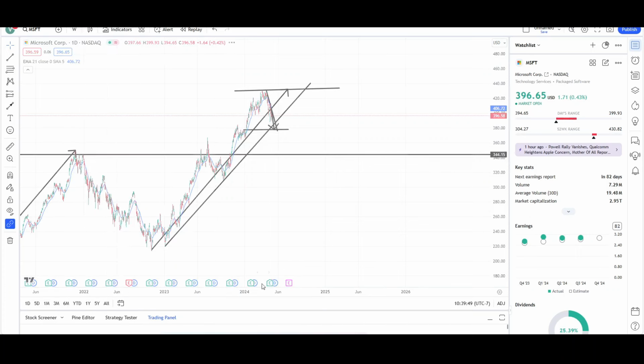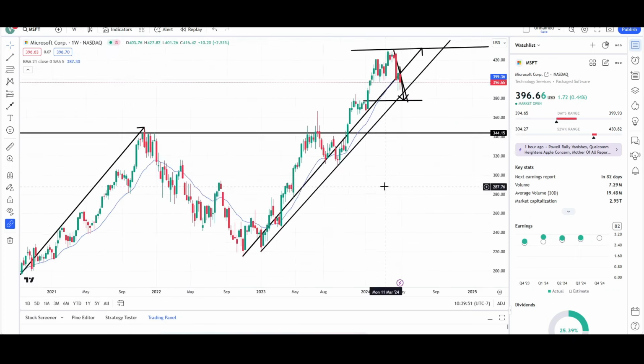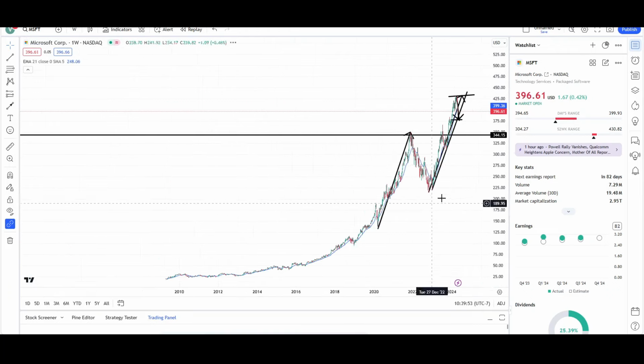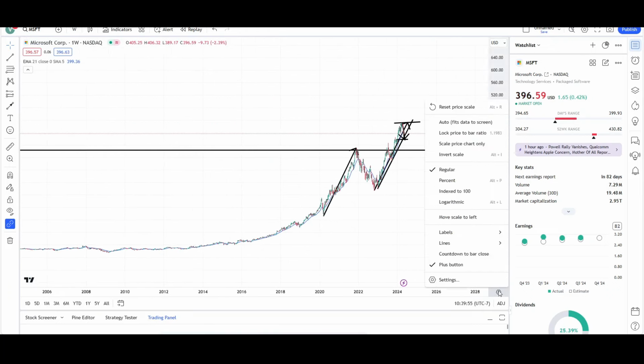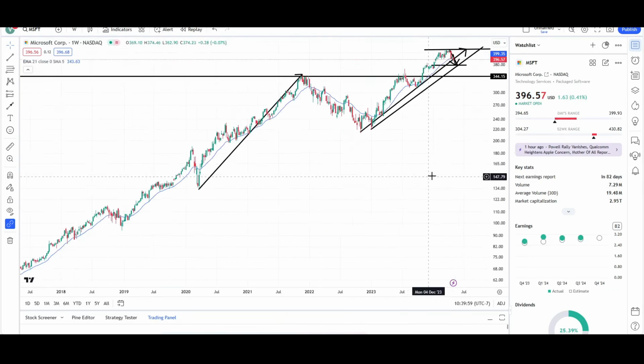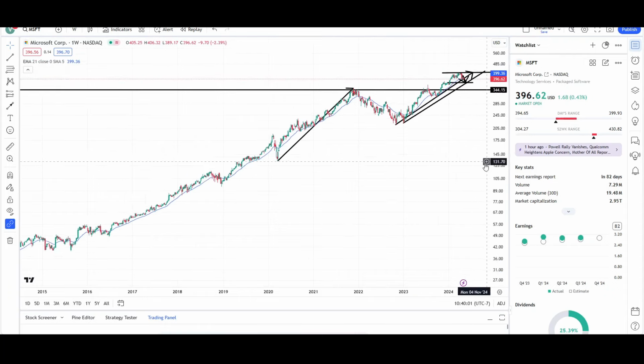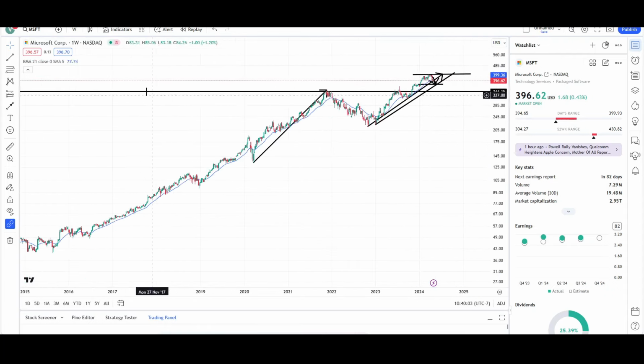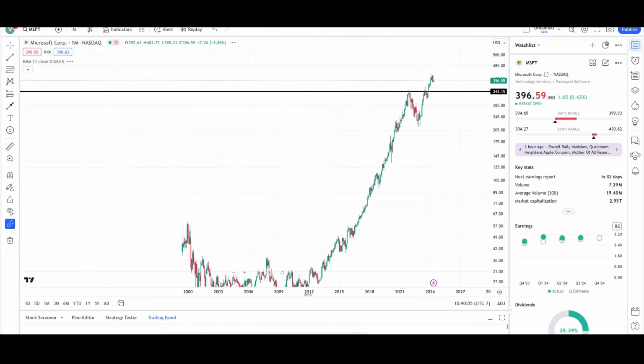Let's take a look at the weekly chart. We can get a higher time frame analysis as well. Overall, still very bullish. I'm pretty sure if we use a log chart, it'll look even better, just so it's easier to do analysis because of all of the gains.